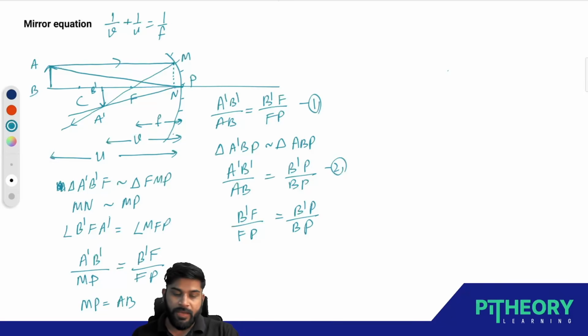Okay. So here you need to see B dash F, we don't know the value. So I'm going to write B dash F. What is that equal to? B dash P minus FP I'm going to write, right? B dash F, you can see.